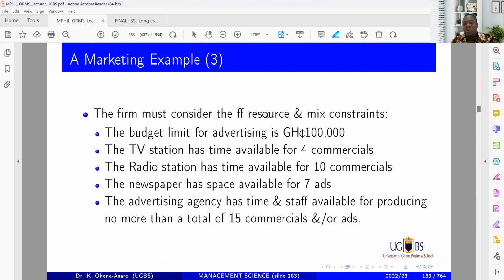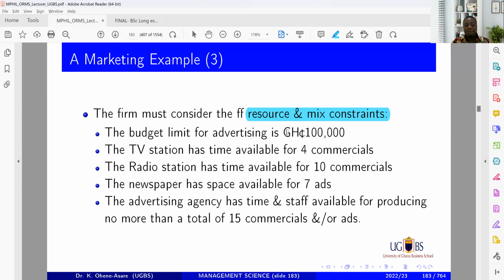And that's not the only thing. The firm will have to consider some constraints. Some of them are resource constraints, some of them are mixed constraints. Constraint 1 is a resource, the budget, the money, the cost. Advertising cost is 100,000. That's a budget. You can't exceed that budget. The TV has time available for only 4 commercials. The radio has time available for only 10 commercials. The newspaper is available for only 7 commercials.